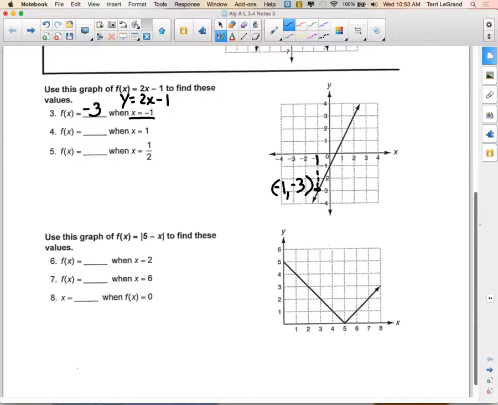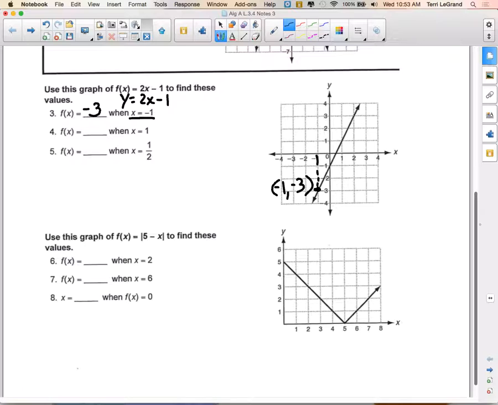So we are going to say f of x equals -3 when x equals -1. The f of x, the y value, is -3. So if we would have used a table, in other words, if we would have put -1 in for x, we should get -3 for y. Let's just do that quick. What's 2 times -1? -2. Subtract 1 from that, because that's what the function rule says. What's -2 subtract 1? -3. Sure enough, it's what we got from the graph.